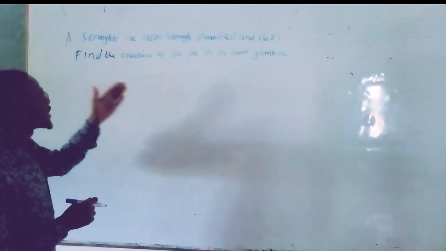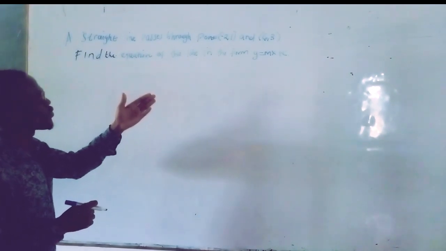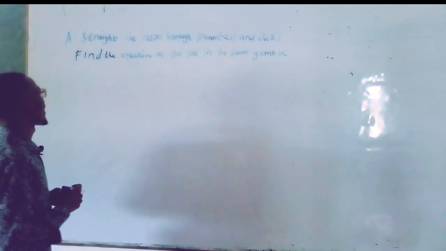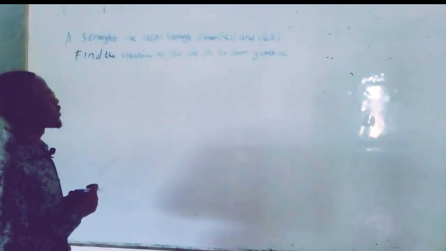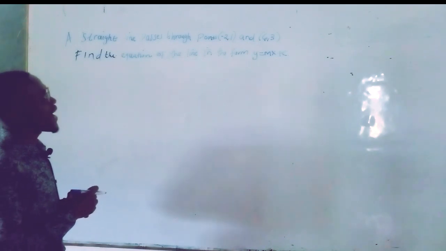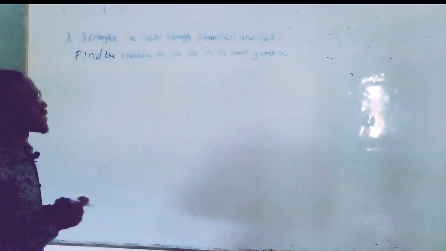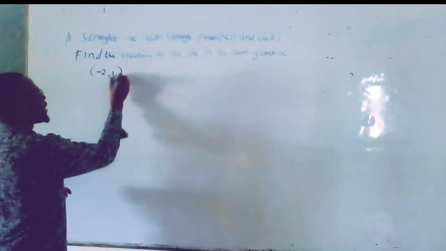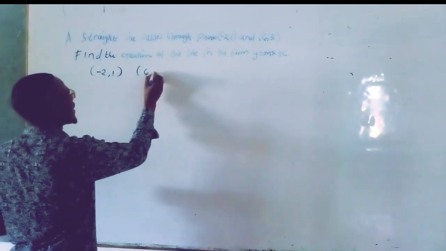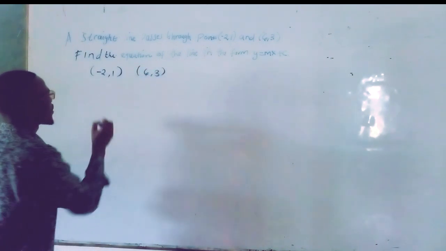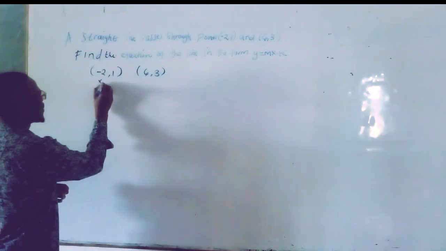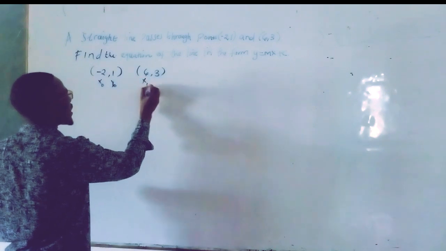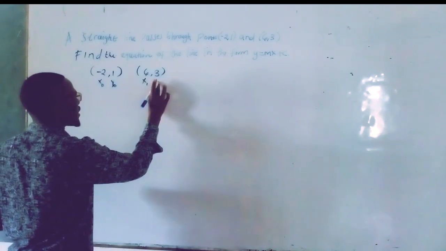A straight line passes through the points (-2, 1) and (6, 3). We're told to find the equation of the line in the form y = mx + c. So we're given a point (-2, 1) and the other point is (6, 3). Assume this is represented as x0 and y0, and this will give us x1 and y1.